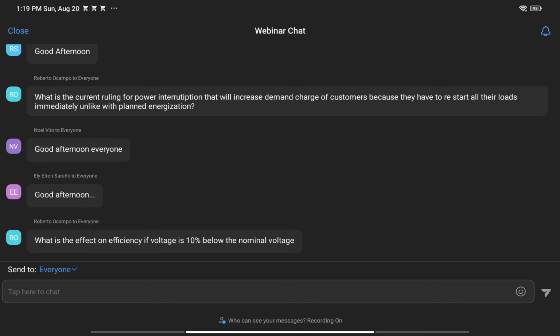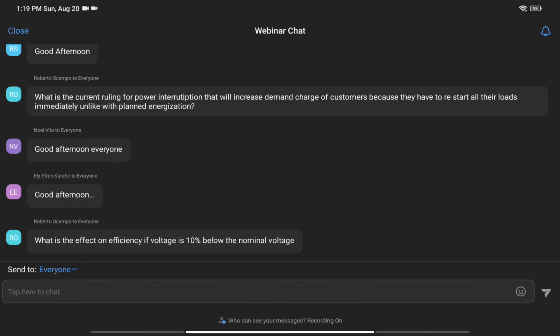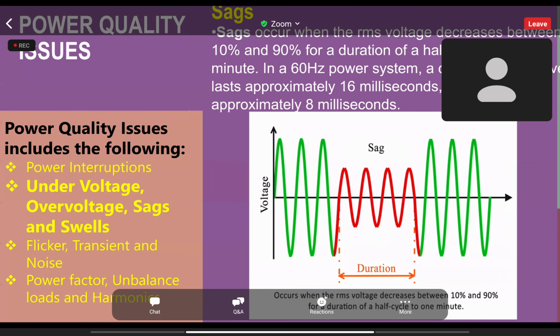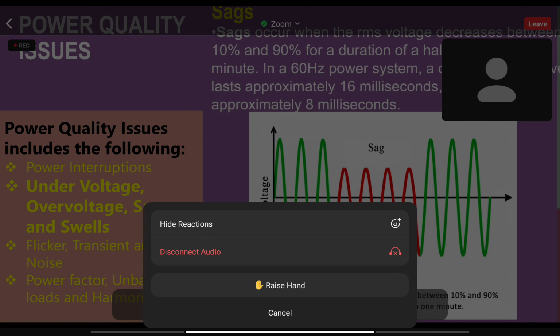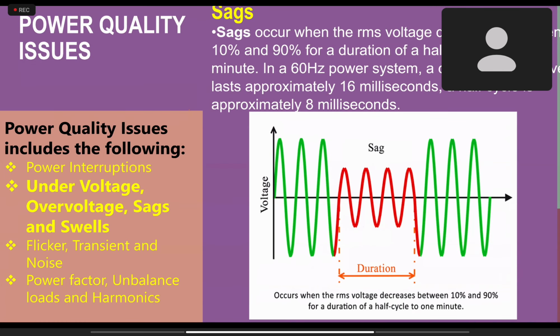So, what about sag and swells? Now, the sags, the same characteristic as the under voltage, only that there is a very short period of time for that variation of the voltage. The sag occurs when the RMS voltage decreases between 10% to 90% for a duration of a half cycle to 1 minute. So, if this voltage fluctuation happens within 1 minute, that is around half cycle to 1 minute.